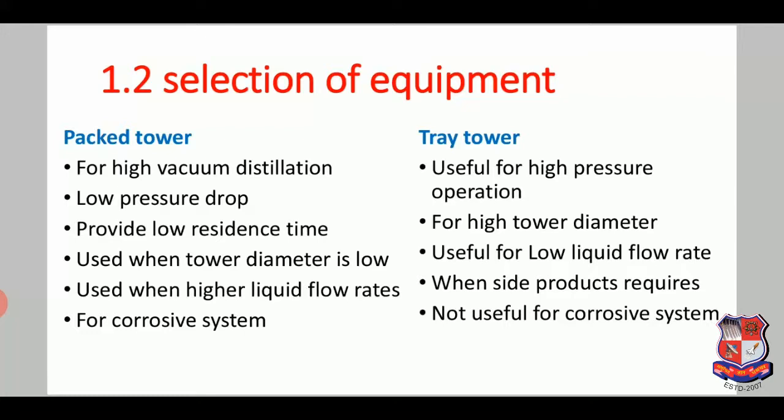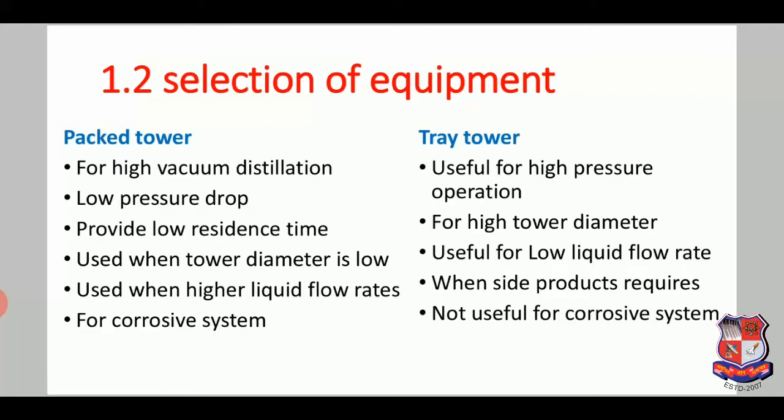Another reason is if the tower diameter is low, then the liquid will wet all the packing materials inside the packed tower. That is why if the tower diameter is low, a packed tower is used, and if the tower diameter is high, then a tray tower is used. For a corrosive system, it is not advised to use a tray tower because trays are made up of metal materials, so it is possible that it may corrode the tray material.